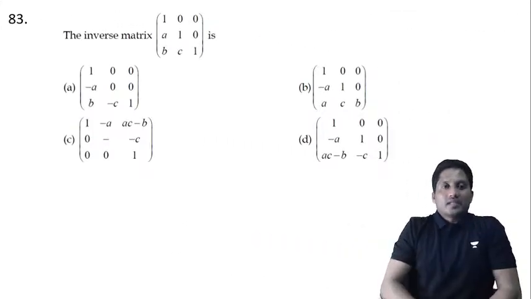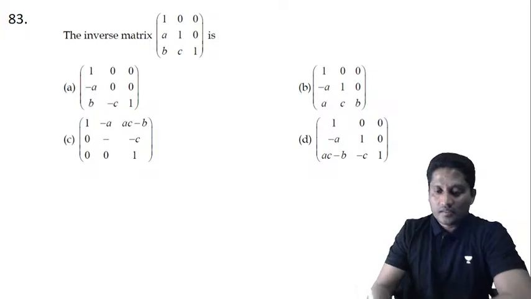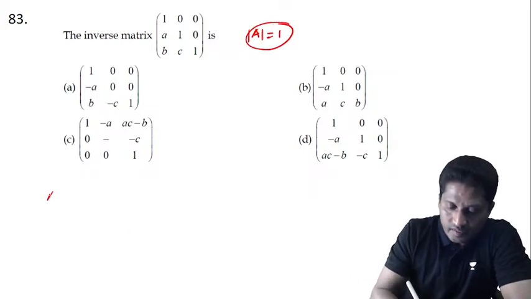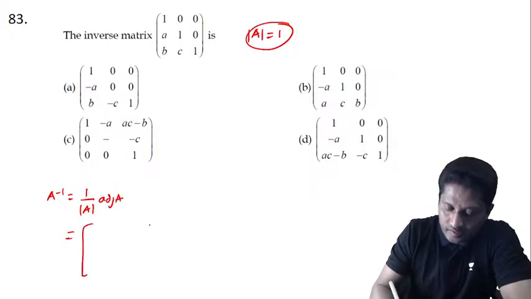Right, question number 83. The inverse of this matrix is... If you find the determinant of this, it will be equal to 1. A inverse is equal to 1 by determinant A into adjoint of A. Determinant A is 1, right? Now I'll find the adjoint.